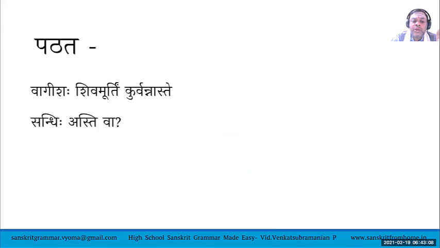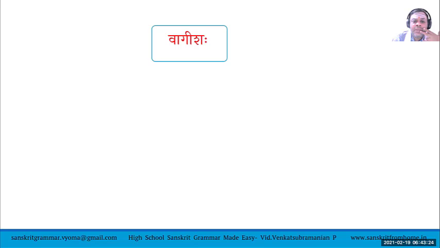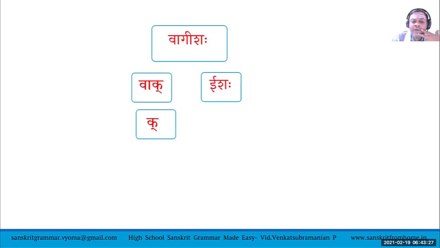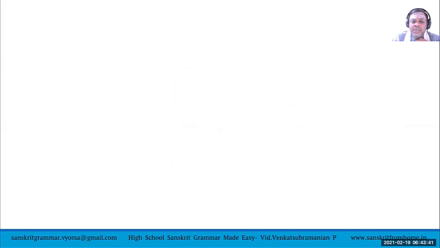Now, Vagishaha Shivamurtim Kurvan Aste. Let us take another example. Vagishaha is one word. Kurvan Aste are the two words where we see that there is a possible sandhi that has taken place. If you take Vagishaha, Vak Ishaha, a K vyanjana sound and a swara sound becoming a G vyanjana sound. So, a vyanjana sound is getting replaced by a vyanjana sound in Vagishaha.